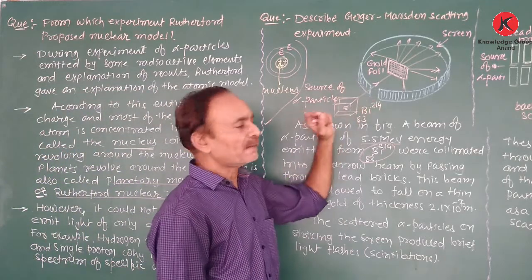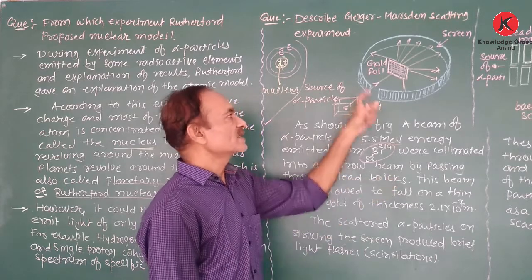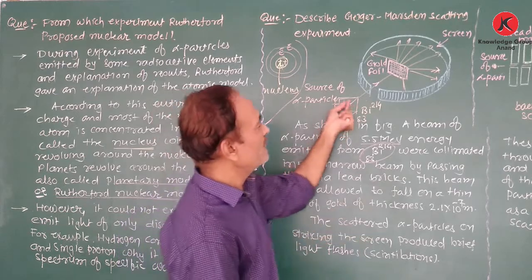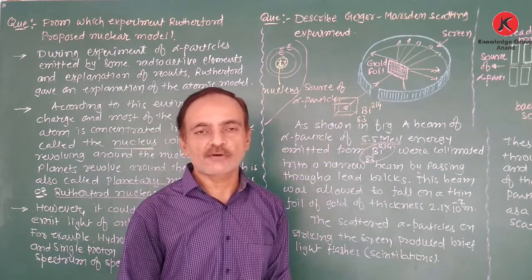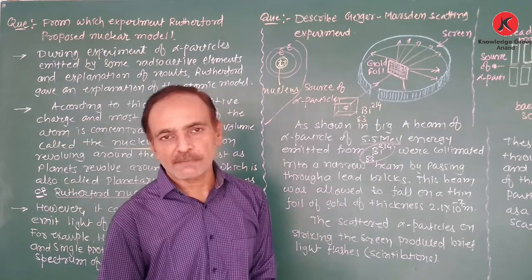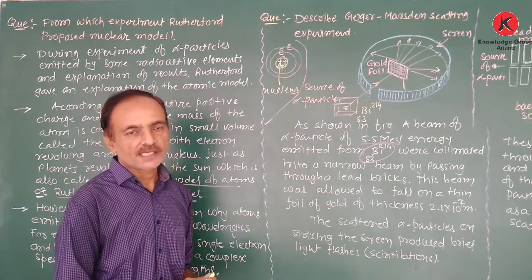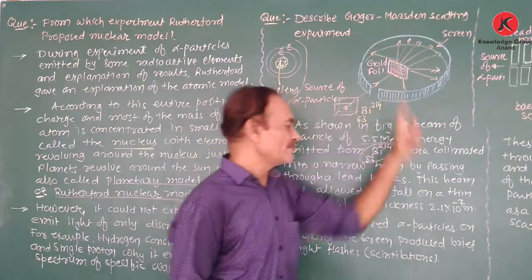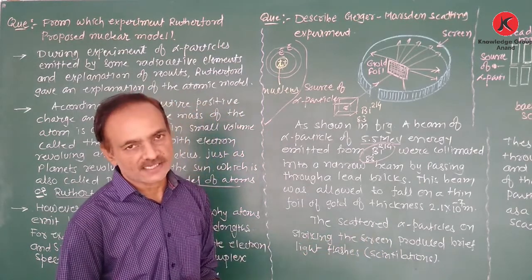This emitted alpha particle, after passing through lead bricks, converts into a narrow beam. This narrow beam is incident on a gold foil. After the incidence on the gold foil, the different alpha particles are scattered in different directions. When these scattered alpha particles strike the screen, they produce bright light flashes, that means scintillation.